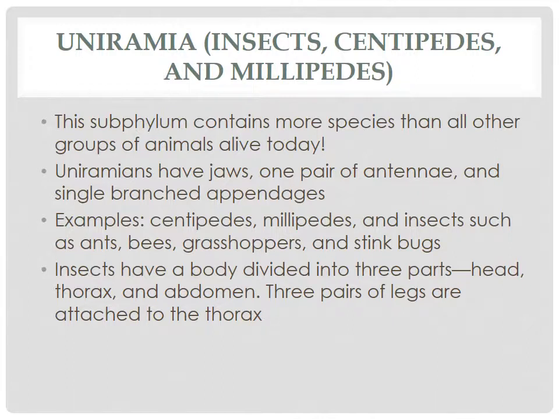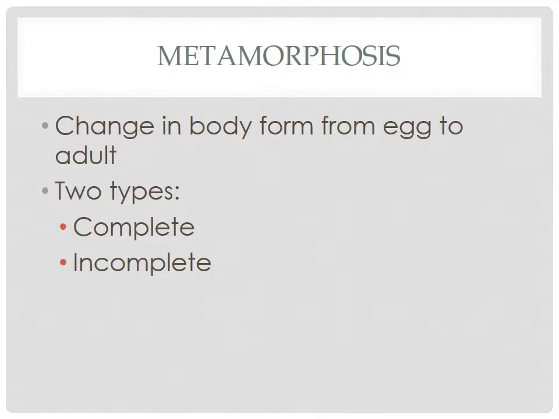Insects have body divided into 3 parts. They have a head, a thorax, and an abdomen. There are 3 pairs of legs, and all 3 pairs are attached to the thorax. So one of the characteristics is that they shed their exoskeleton. So we're going to talk about that now. That's done through a process called metamorphosis. This is a change in body form from egg to adult. And there's 2 types depending on the arthropod. It may go through complete metamorphosis or incomplete metamorphosis.